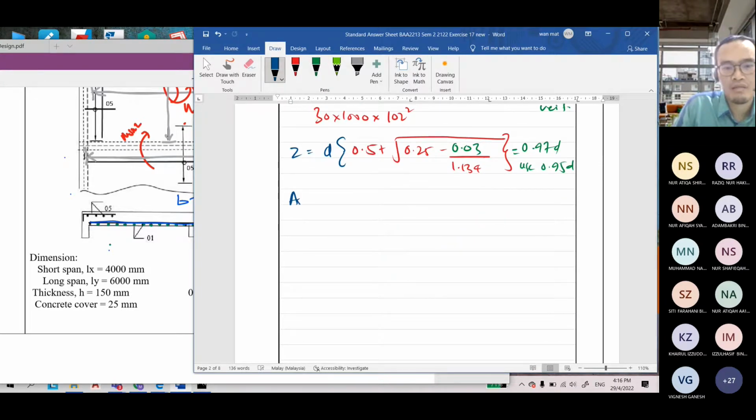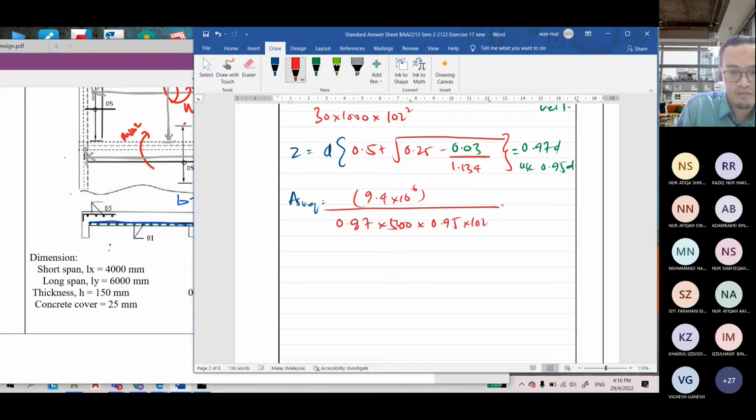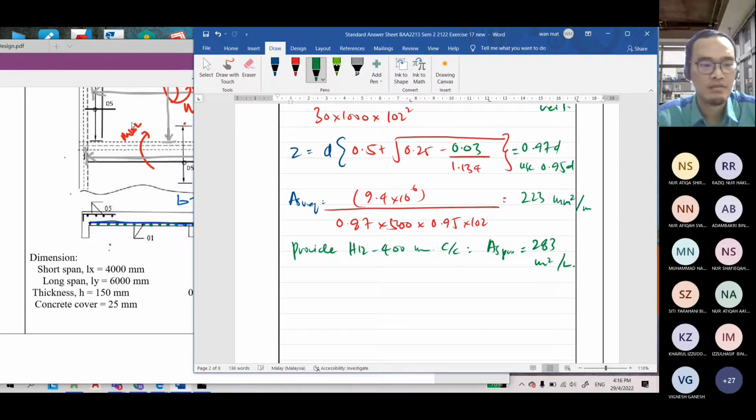And then AS required is equal to 9.4 times 10 to the power of 6 divided by 0.87 times 500 times 0.95 times 102. So what is AS required? 223. Okay. So just similar, we provide H12 at 400 mm center to center, you can get AS provided of 283 mm square per meter.